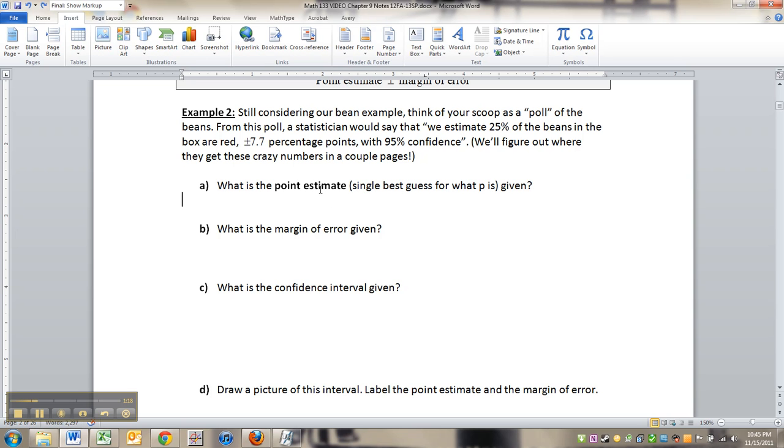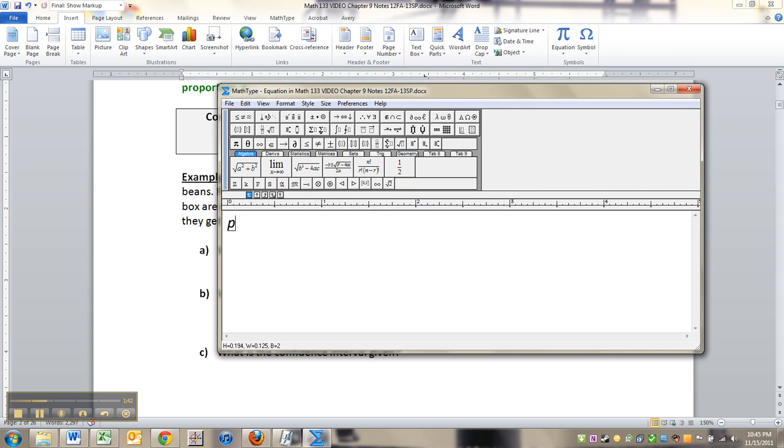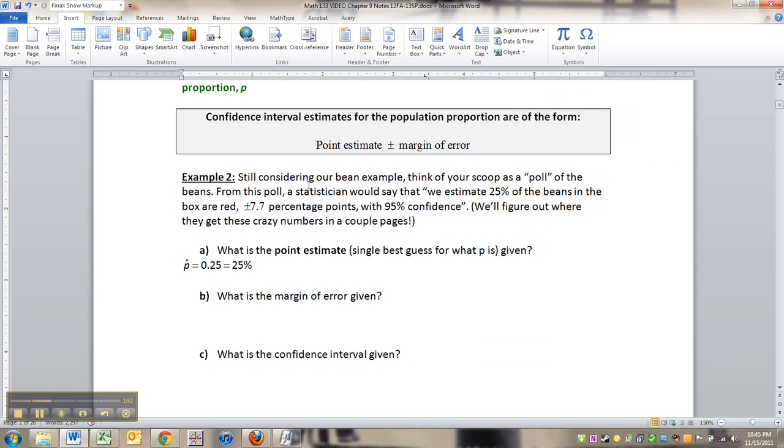All right, so let's start with this. What's the point estimate? I wrote this in the last video I made, but then that video got deleted. The point estimate is the single best guess for what p is. That's what a point estimate is. So that would be, of course, p hat, which was equal to 0.25, which is 25%. Either one, 0.25 or 25%, whatever you want to use.